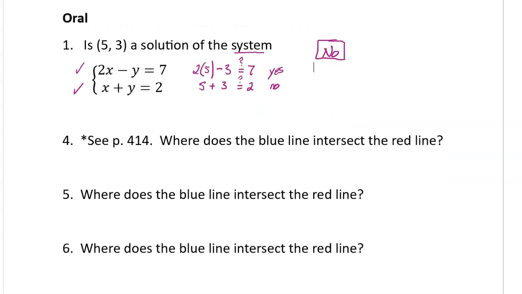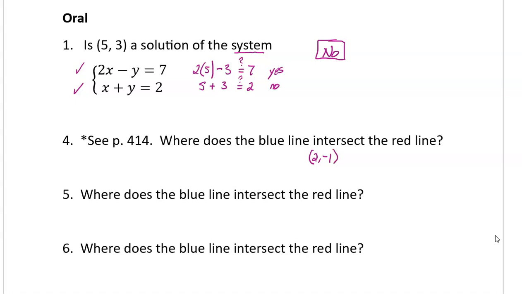Number 4, there is a drawing in the book of two lines. There's a grid, and there's a blue line and a red line. And the blue line and the red line intersect at a dot on the grid. The solution to that system is that point of intersection. For problem 4, the lines intersect at (2, -1).